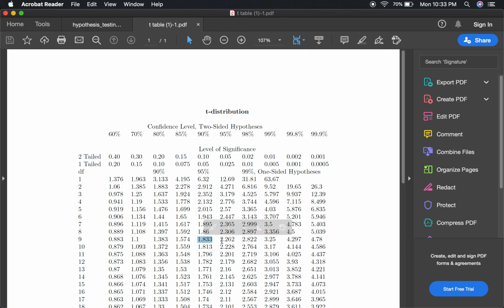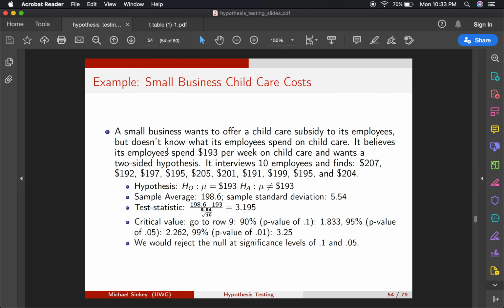3.1955 is bigger than 1.833. We reject at the 90. It's bigger than 2.262. We'll reject at the 95, but it is not larger than 3.25. We don't reject at the 99. Now let's contrast this with what we did with the normal distribution.